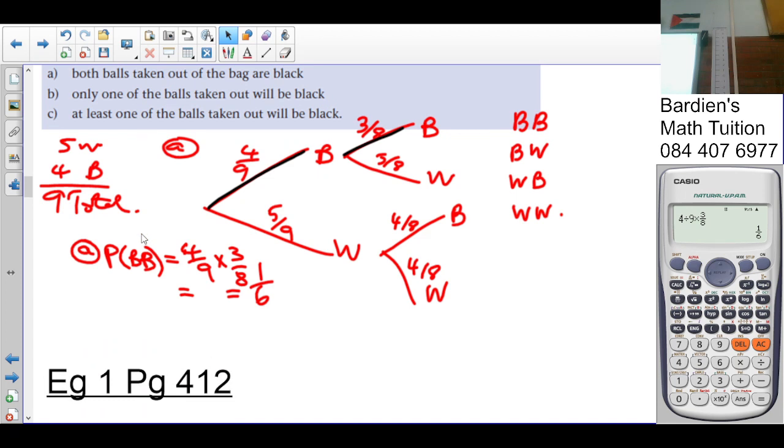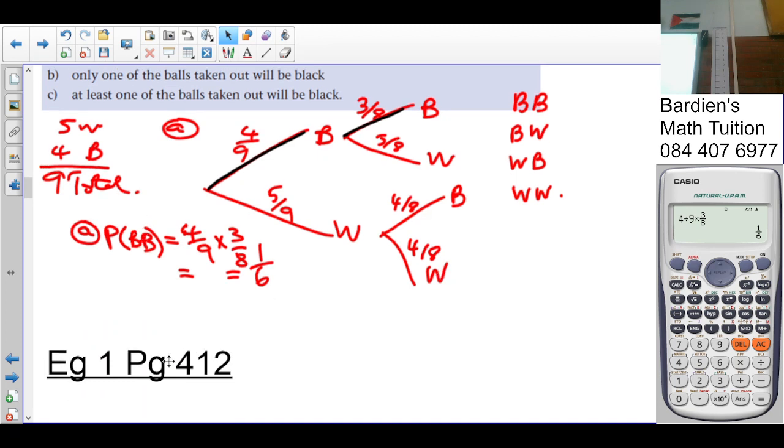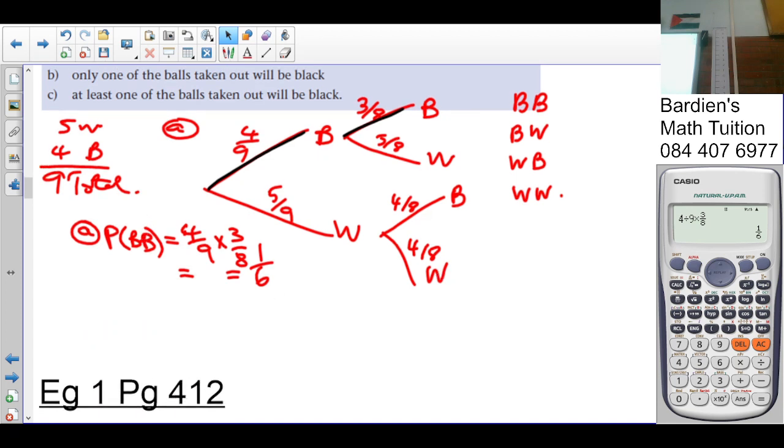Only one of the balls taken out will be black. So what are my options there? It could be the probability of only one of the balls taken out being black. So we can have black, white or white, black. You all understand?